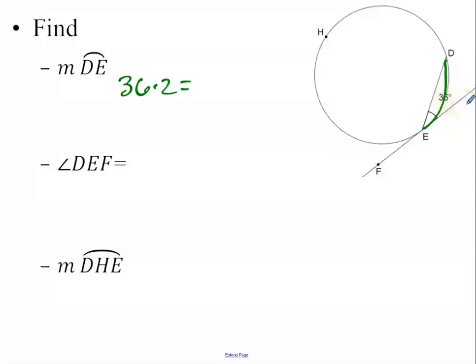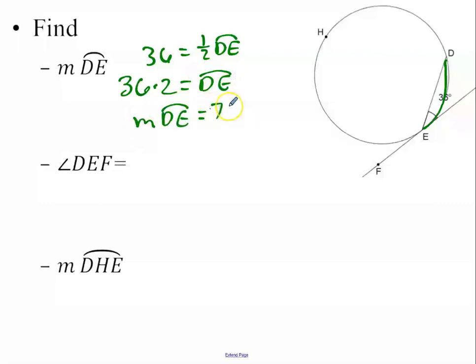There are two ways you could write it. You could say the angle, which is 36, equals half of the arc DE. That's the same thing as saying that taking half of the arc gives you the angle. It also works to say if you double the angle, that will give you the arc. So the measure of arc DE ends up being 72.